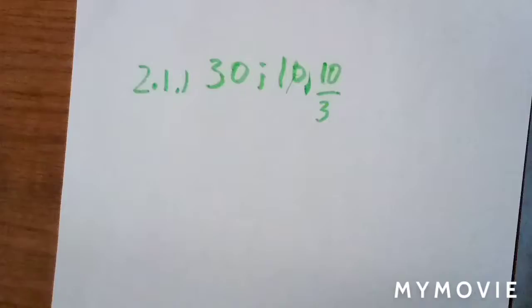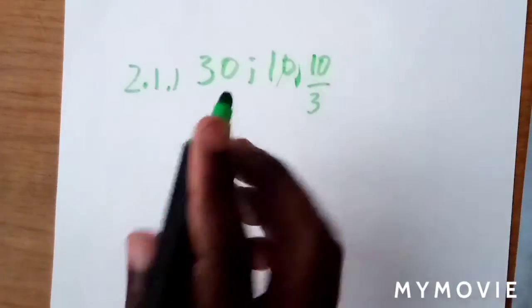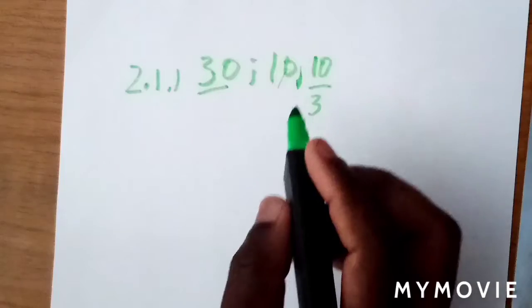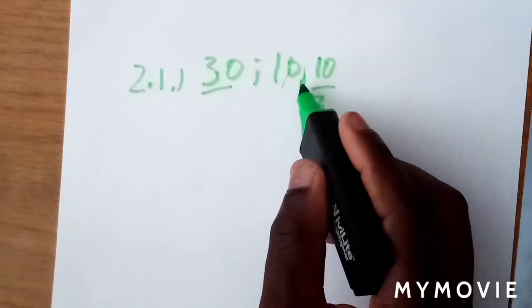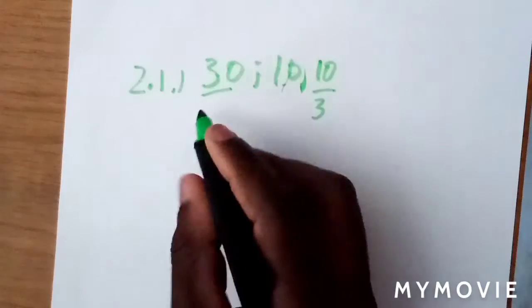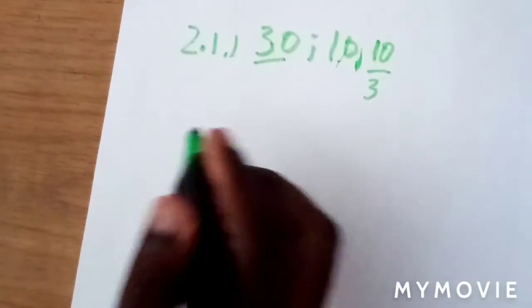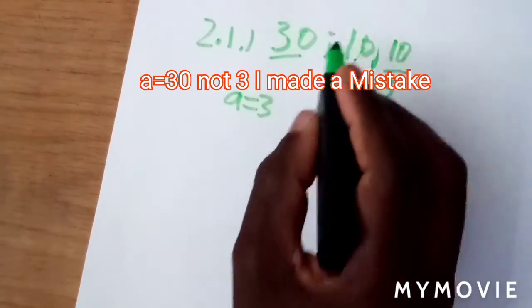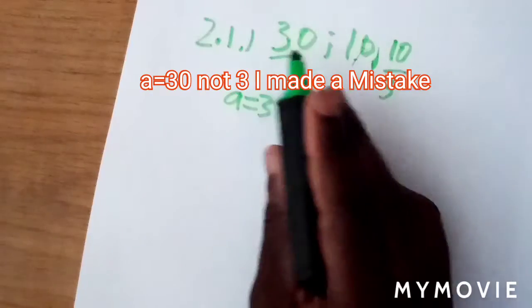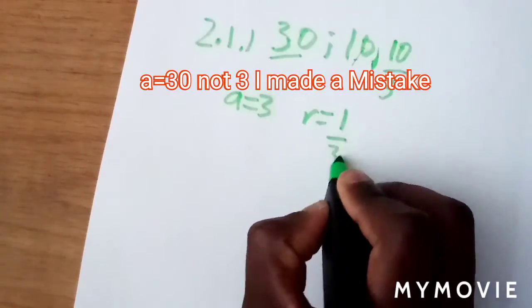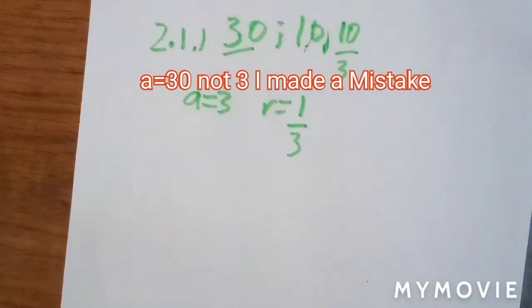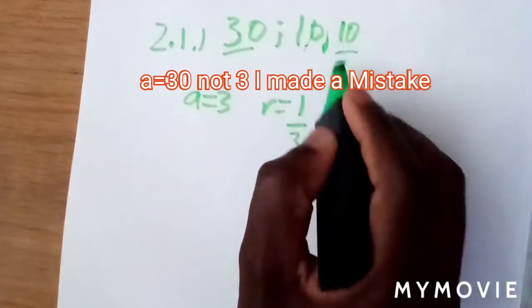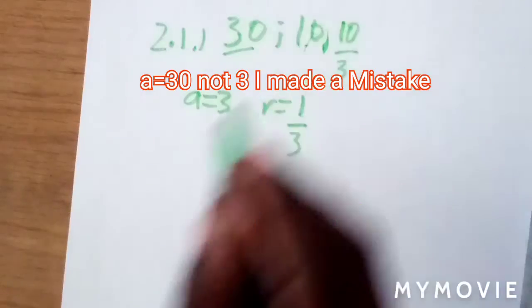The first thing that you do here is, these are your terms. This is your a, then the next thing you find your r. a is equal to 30, r is equal to t2 divided by t1, which is 10 over 3 divided by 10, equal to 1 over 3.